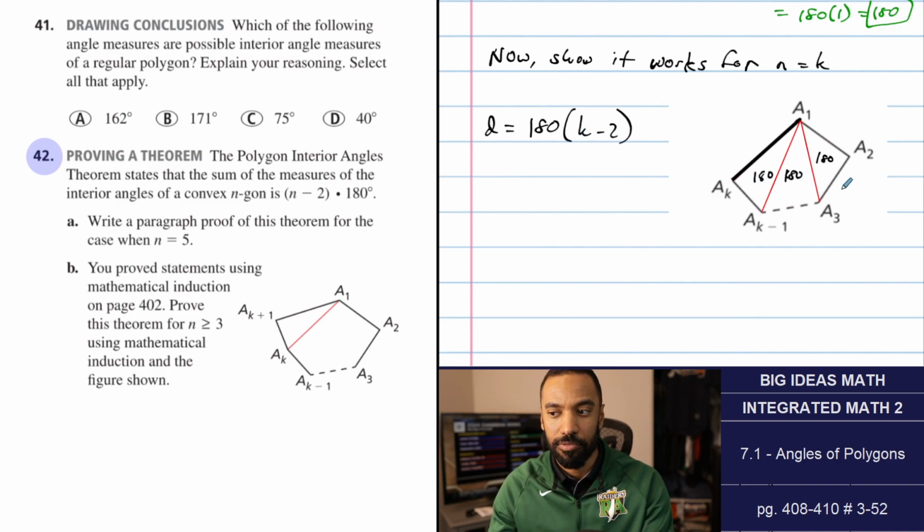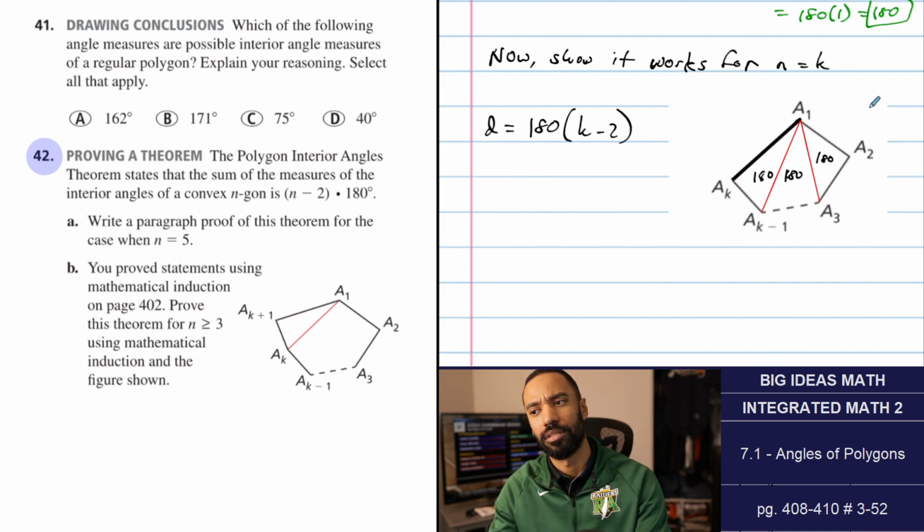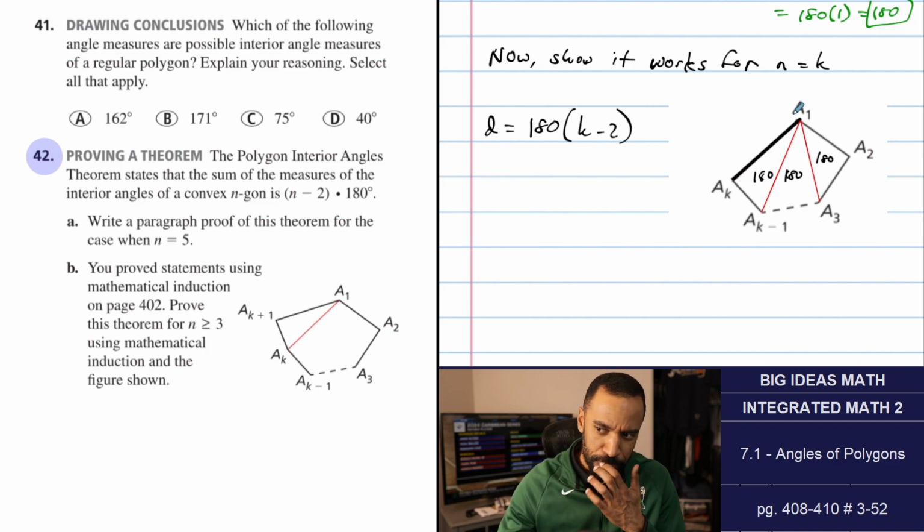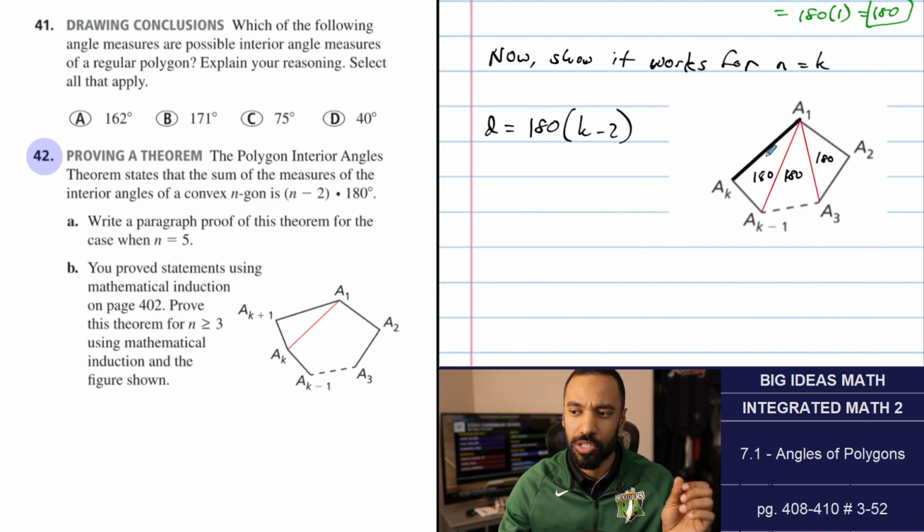K minus 2 is the number of triangles there are. Wait. No, hold on a second. Let me think about that. A sub 1, A sub 2, and so on. Is that right?